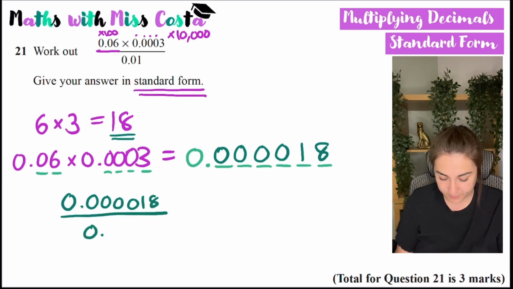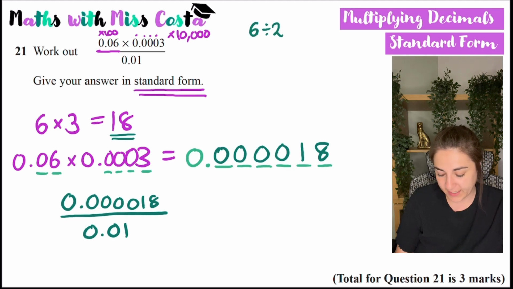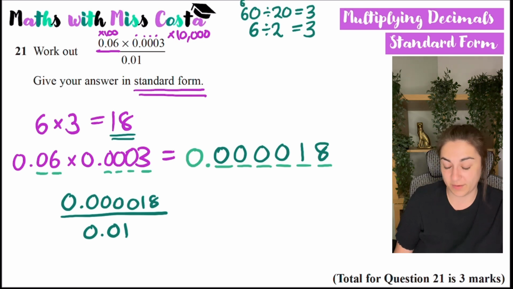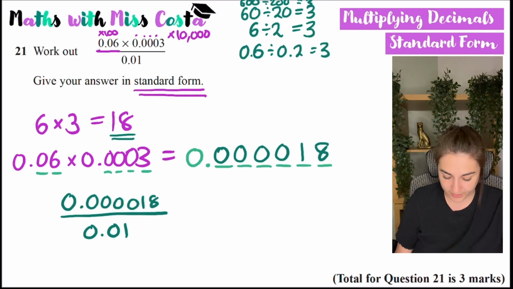So I then have 0.000018 divided by 0.01. So I then have to do division, and with decimals there's a little trick as well. If we just think about something pretty easy, 6 divided by 2 is 3. If I multiplied that by 10, 60 divided by 20, that is also 3. If I did it again, 600 divided by 200, that is also 3. So it follows that if I divided by 10 instead, 0.6 divided by 0.2 would also be 3.